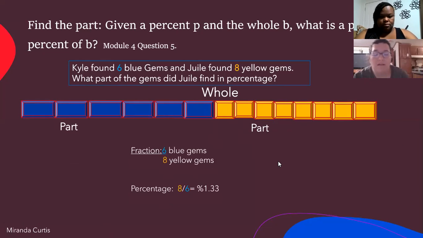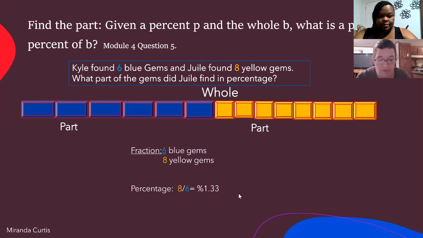So our next one, our fraction, we're going to put 6 over 8. And this is how we're going to get our percentage. We're going to divide that, and it's going to give us 1.33%. That is how many jewels Julie has out of all of them together.